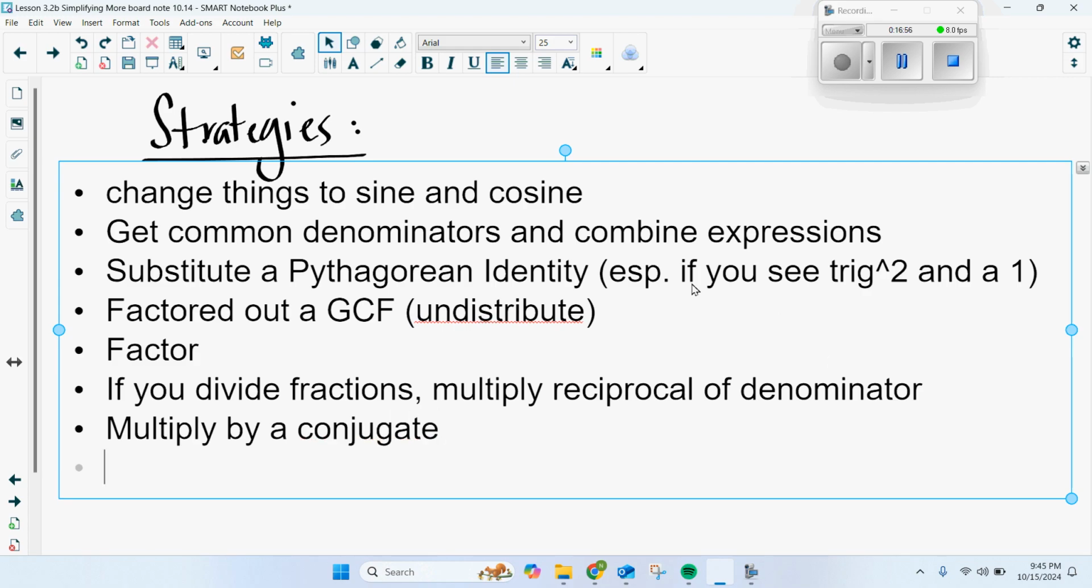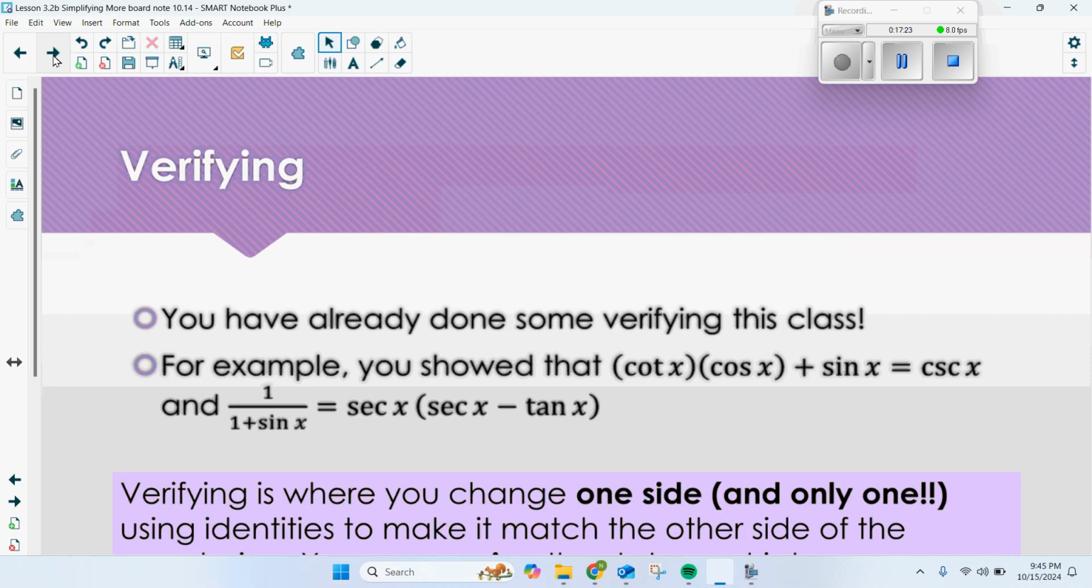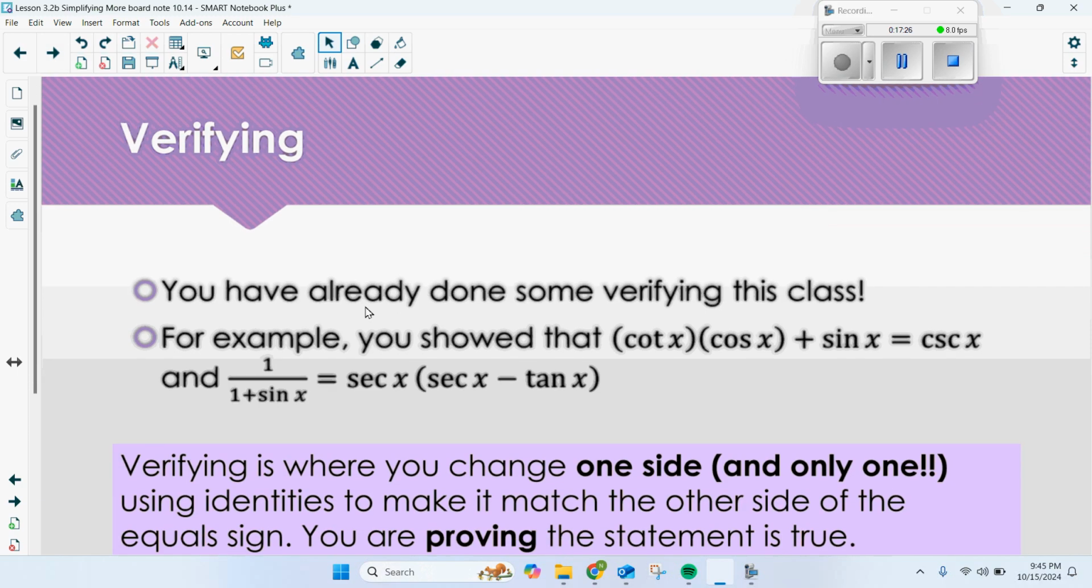And essentially, they're just giving you ideas of things to try when you were trying to verify identities. So if you found the homework challenging because you weren't sure when to stop, like when you were fully simplified, you're like, I don't know when I'm simplified. That is a very valid point. And I'm actually not going to give you a test question that asks you to simplify. What I will do instead is ask you guys to verify.